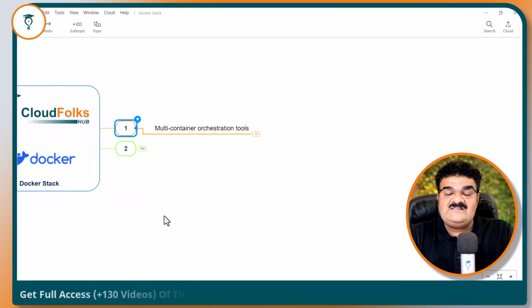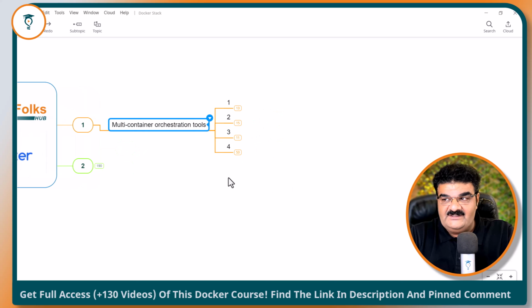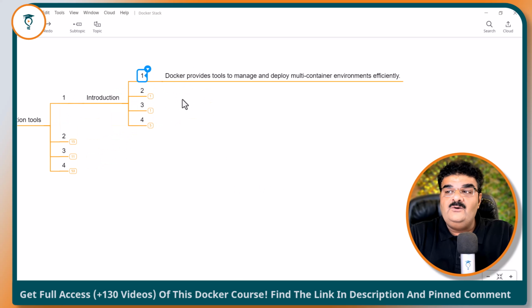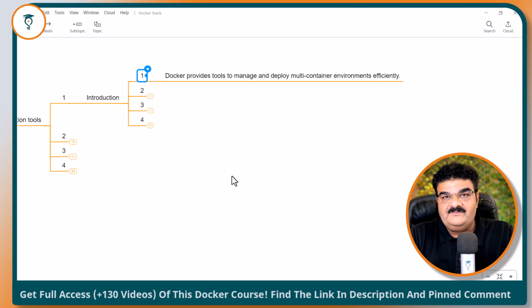First of all, if you ask me what is Docker Stack, I will say a multi-container orchestration tool. What is this? Let's understand this first. Introduction. Docker provides tools to manage and deploy multi-container environments efficiently.